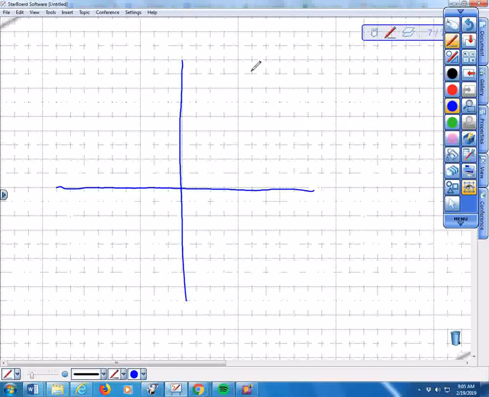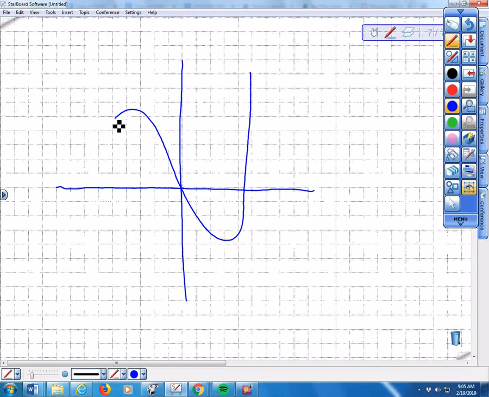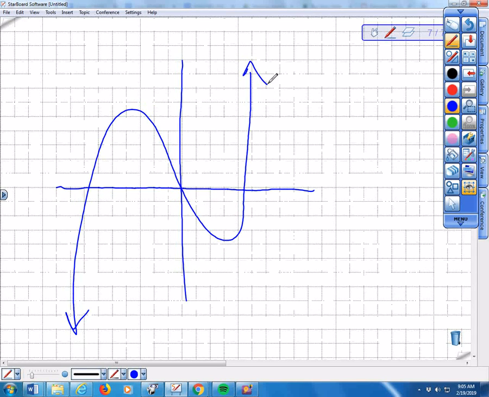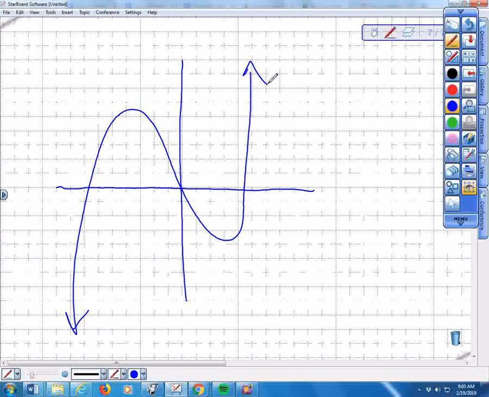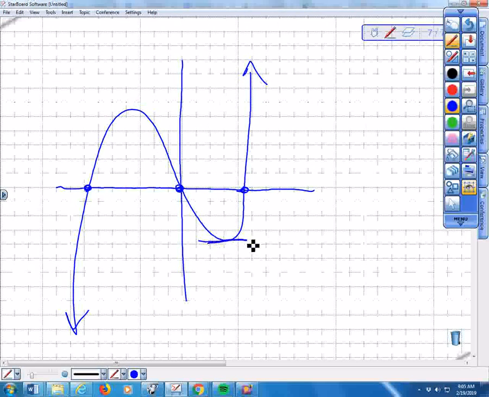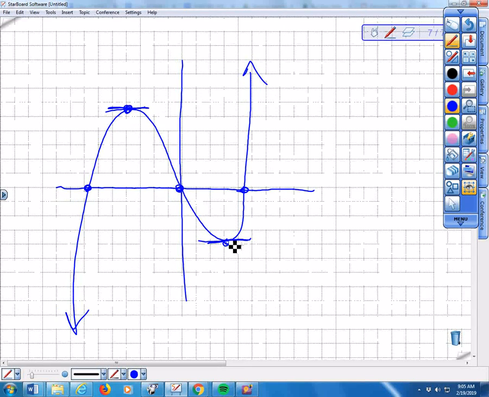let's say I have the graph that does something like this. Okay. Critical points are going to be the zeros and the maximums and minimums. This is a maximum, a local maximum. This is a local minimum.